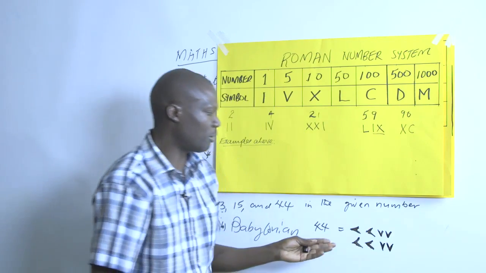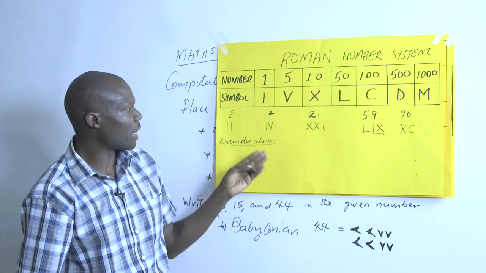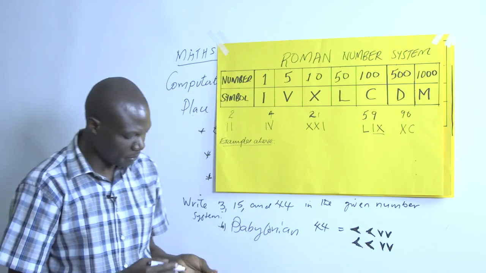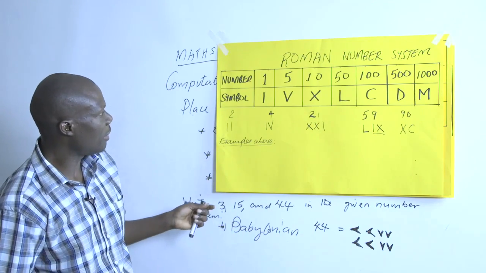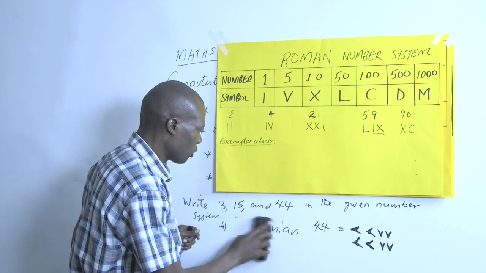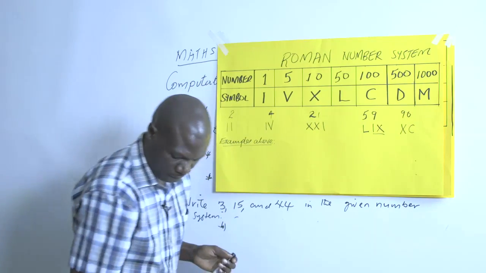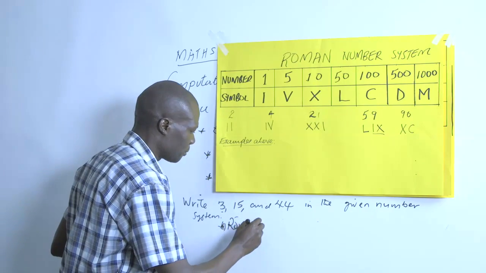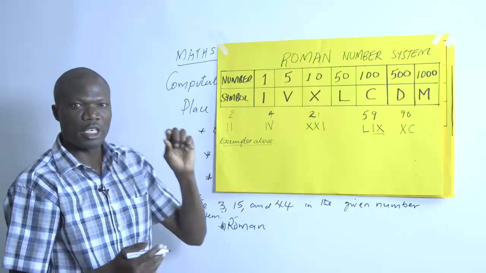So that is what we have. This represents 44 in the Babylonian number system. Now, coming to the third number system, the Roman representation, we are going to represent again the same numbers in the Roman number system. In Roman, we normally represent them using letters.